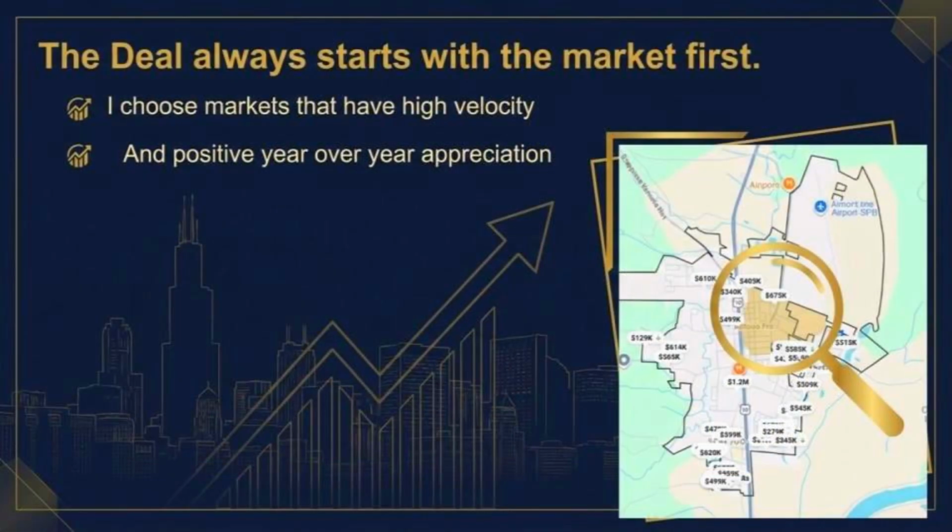The deal always starts with the market. I'm always choosing markets that have high velocity. I'm looking for markets where there's a lot of buyers and sellers exchanging back and forth very fast or at a faster pace. I don't like to see stuff that sits on the market. The other thing that I'm looking for is positive appreciation. I'm looking for between 5 and 10% appreciation year over year. And if the market has those two things, I'm coming in.